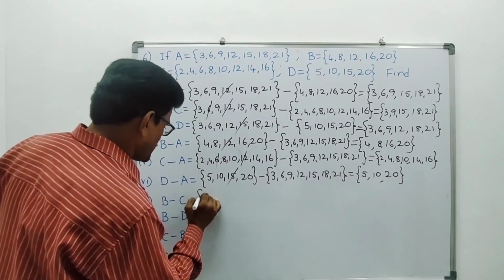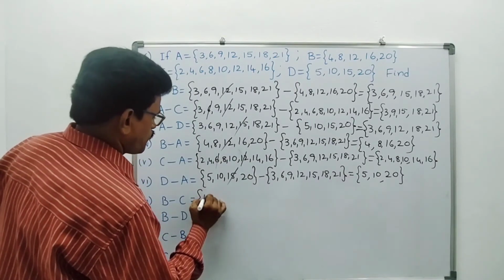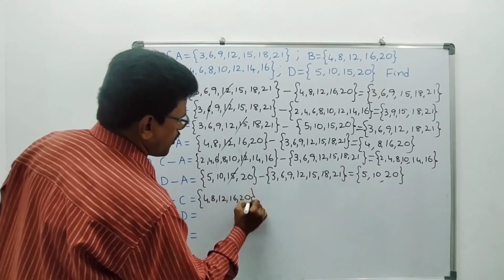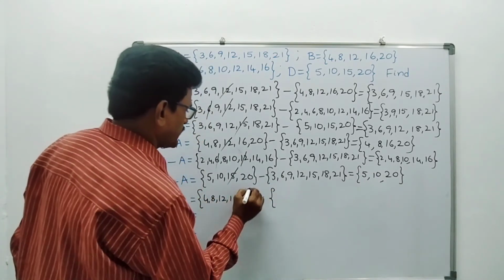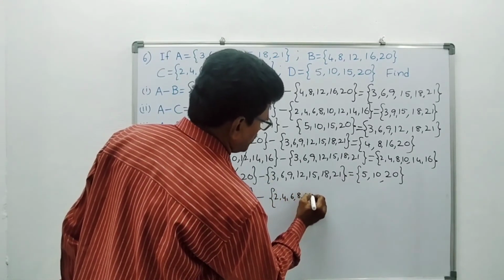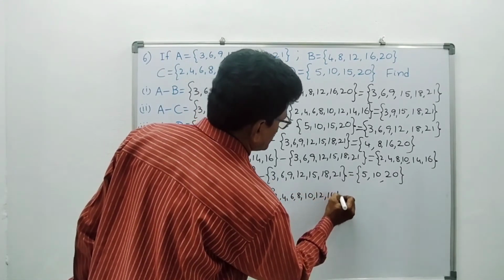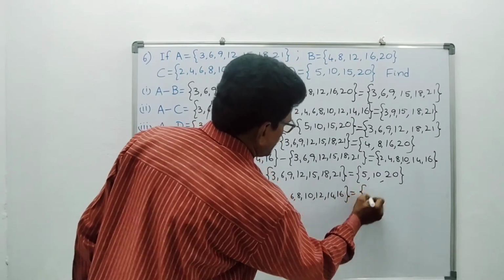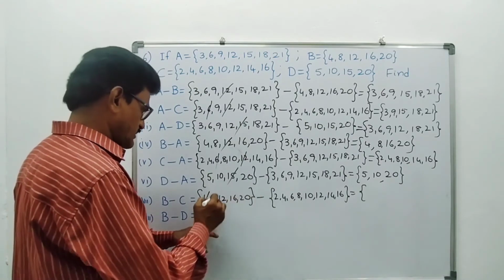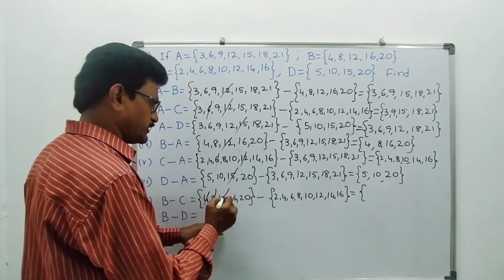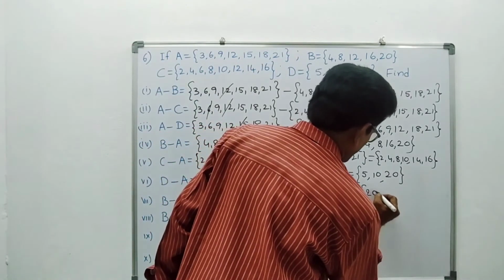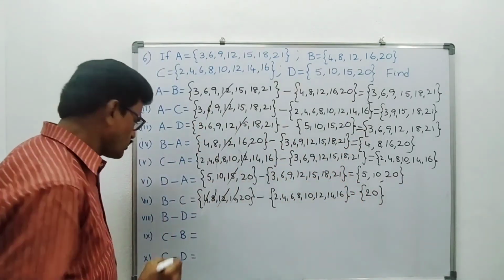Now what is B minus C? First B. 4, 8, 12, 16, 20 minus. Now what is C? 2, 4, 6, 8, 10, 12, 14, 16. Here also we will do the same thing. 4, is it there? Yes. Cut down that one. 8, yes, it is there. Now 12, it is also there. 16, it is also there. What is the result? Only 20. You are right. Finish. In this way also you can solve.